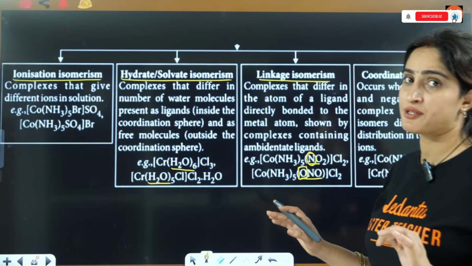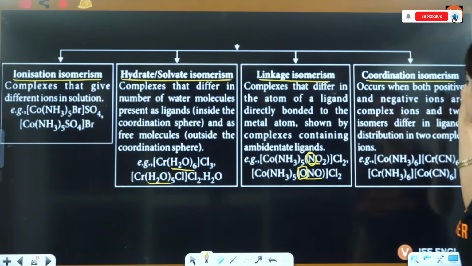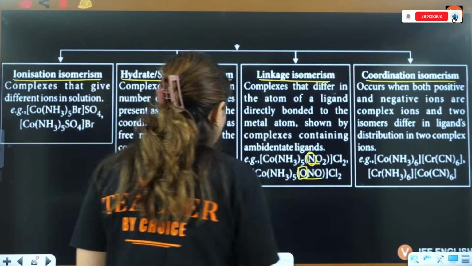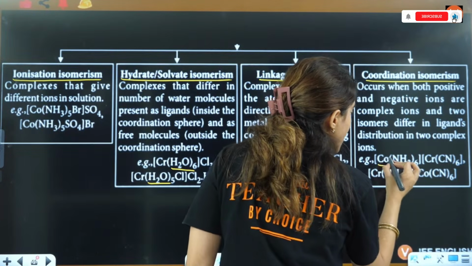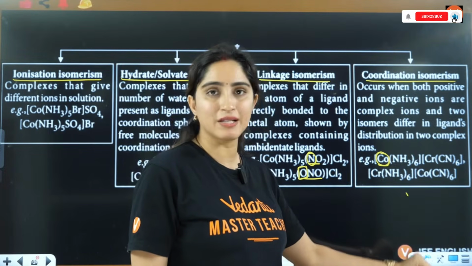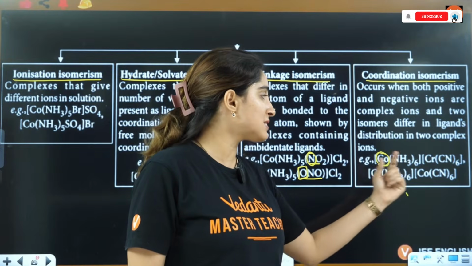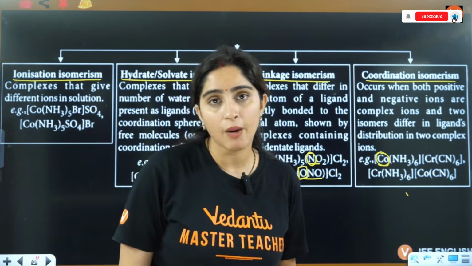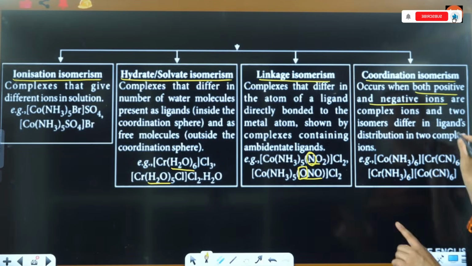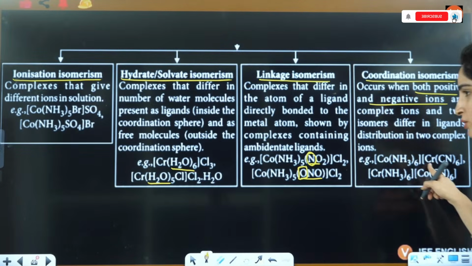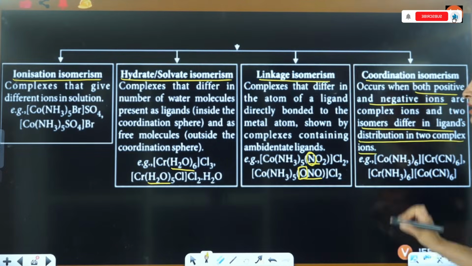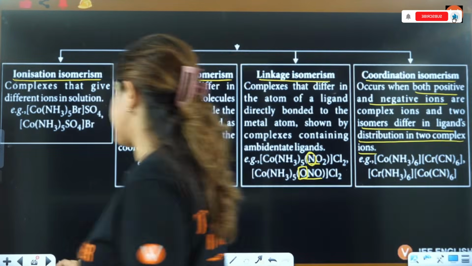That is linkage isomerism. Then coordination isomerism is when you have two coordinate spheres, and what you will see here in these two coordinate spheres, cobalt is connected with ammonia. Here cobalt is connected with CN. Here chromium is connected with CN. Here chromium is connected with ammonia. So what you have occurs when both positive and negative ions are complex ions. Two isomers differ in ligand distribution. Ligand distribution is different in the case, right?